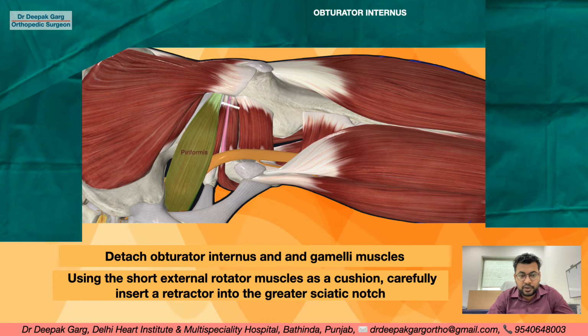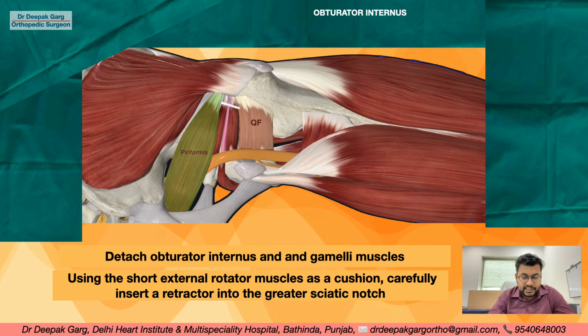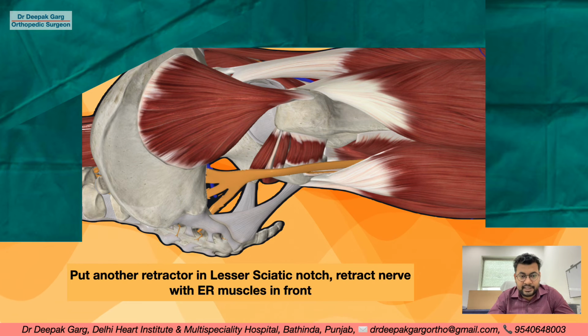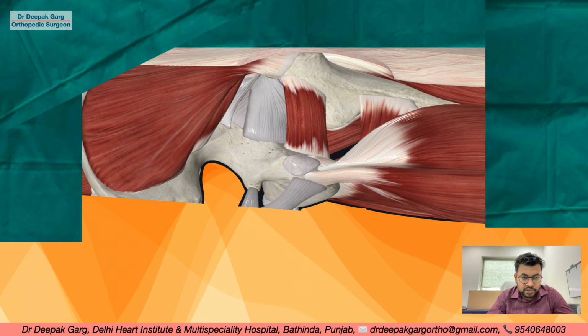So using the short external rotator muscles as a cushion, we can carefully insert a retractor into the greater sciatic notch. So this is how we can put the retractors in the greater sciatic notch, and then we identify the lesser sciatic notch, and safely we will try to put another retractor into the lesser sciatic notch and retract the nerve with external rotator muscles in front. So once we do that, we will be able to expose the posterior part of the acetabulum and the hip capsule. So this is a hip capsule.